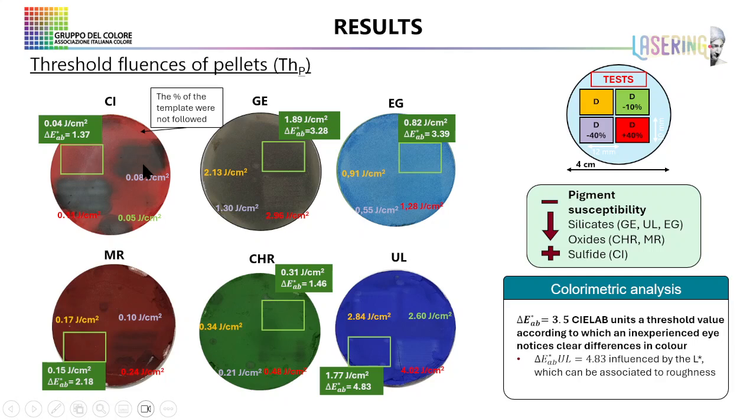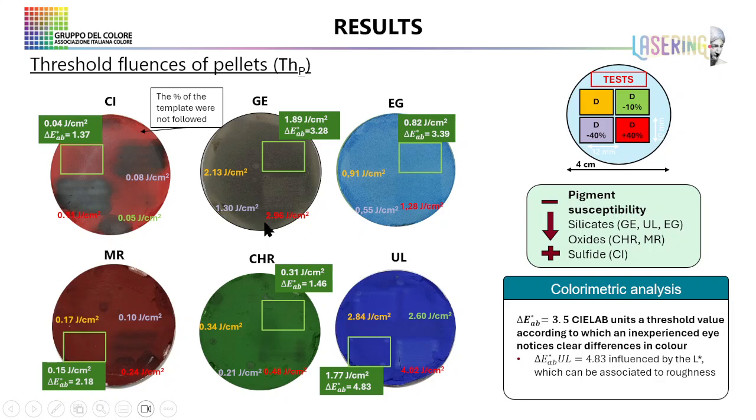But even considering this condition, it was possible to identify damage threshold fluences for the cinnabar, confirmed by the colorimetric analysis in which the delta E is lower than the threshold value, above which an experienced eye notices clear differences in color. And all these samples have a value lower than the threshold value, except for ultramarine, in which we have a higher value, and in this case it was influenced by the luminosity component, which could be associated with the roughness.